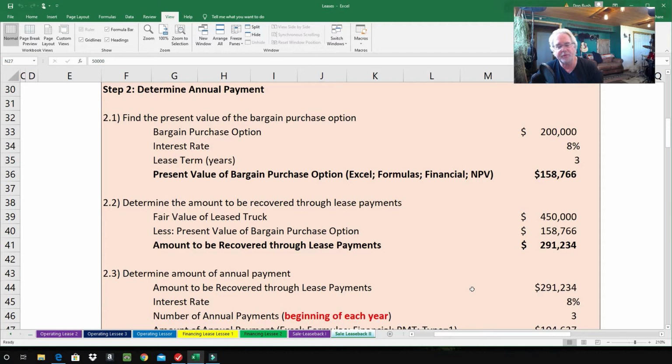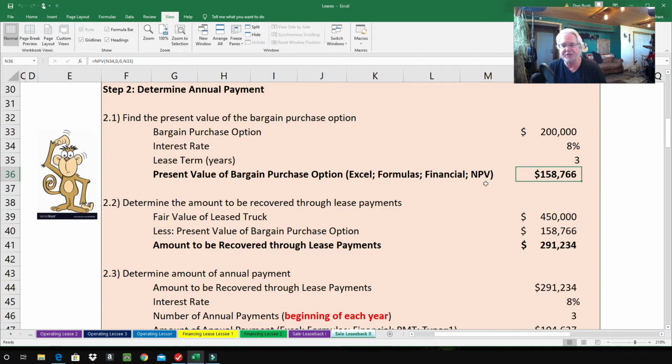Now, always in the past, we would use the residual value, the unguaranteed or guaranteed residual value. But we have a bargain purchase this time, so we're going to use it. So the bargain purchase option is $200,000. The interest rate is 8%, lease term is 3 years, and the present value of the bargain purchase option is $158,766. And how did we do that?